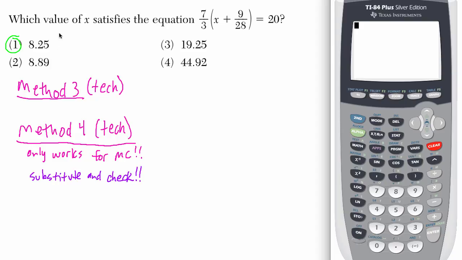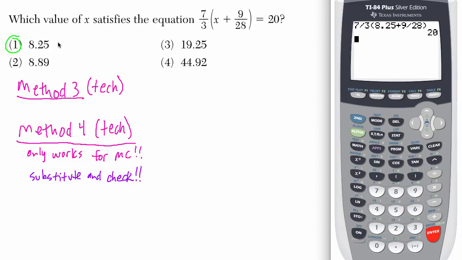And so the way that you would do this is by substituting each answer choice in just one at a time. And so we'll start with our first one, pretending that you didn't know that 1 was the answer. You just start at the beginning and go through. So we could do 7/3 parentheses x, and instead of x, we're substituting our first possible solution, plus 9/28, and then close parentheses, and we're going to hit enter to see if it equals 20, and if it does, it's the answer, and it does. So number 1 is the answer. We have confirmed using method 4 what we already know to be the case.